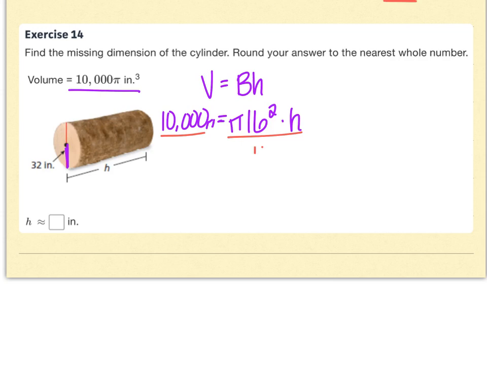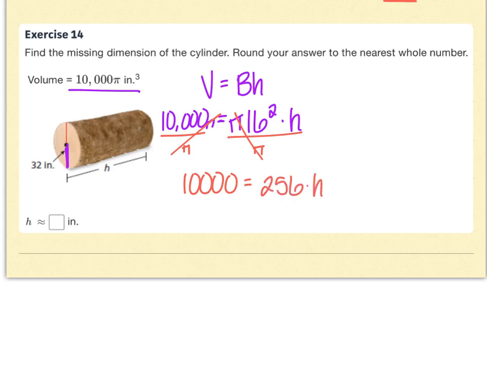So what I can do is start by dividing both sides by pi, and that's simply going to get rid of those 2 pi's. So I don't have to do any timesing by pi at all. Because each side of the equation has a pi, I can get rid of the pi on both sides, which leaves me with 10,000 equals 16 squared, which is 256, times h.